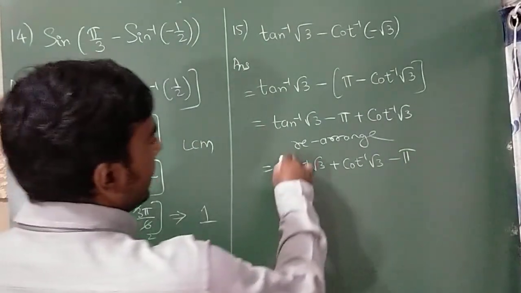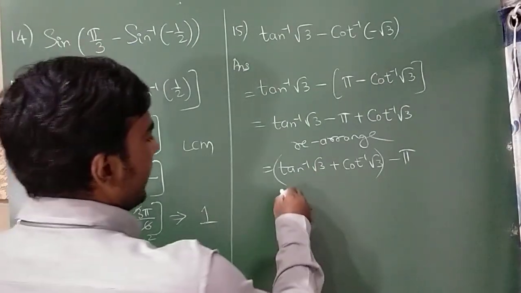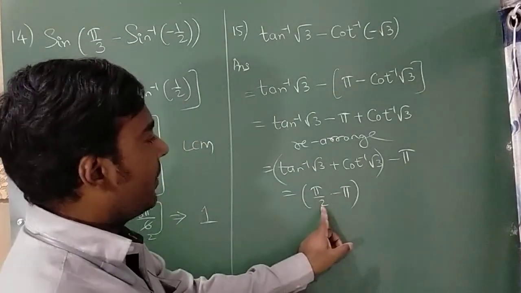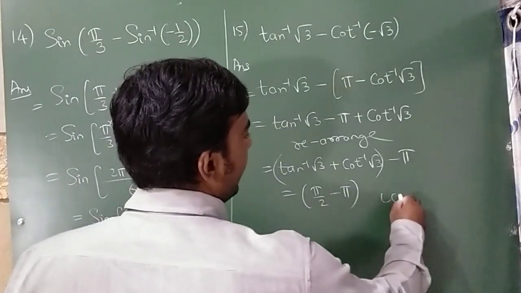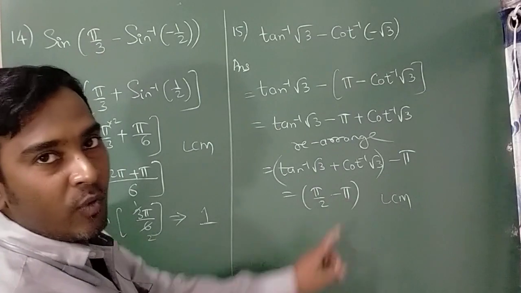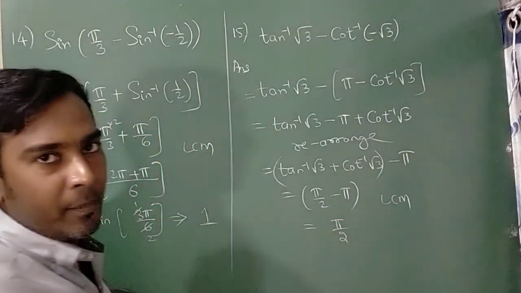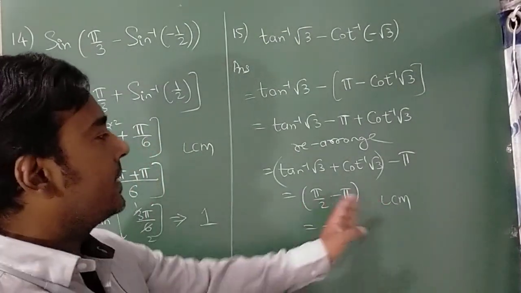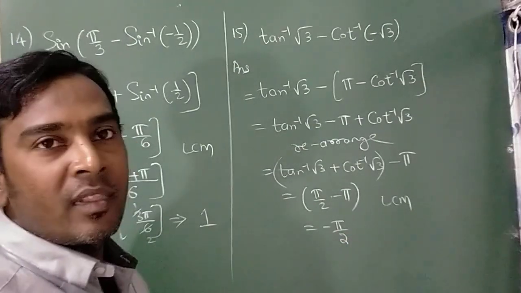So why did I rearrange? There is again formula for tan inverse of x plus cot inverse of x. That is pi by 2. Okay, this is pi by 2 minus pi. Fine. I'll take LCM. So if you remove half from 1, then it will become half. That is nothing but pi by 2. Since it is a minus here, so write minus. Or else normal LCM if you take, you will get a final answer as minus 1 upon 2.